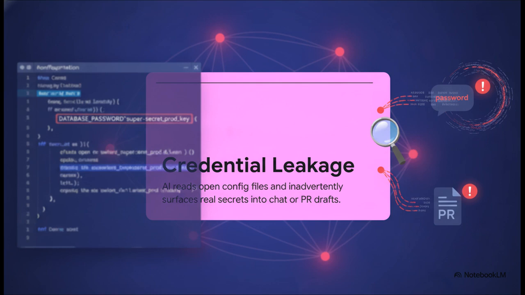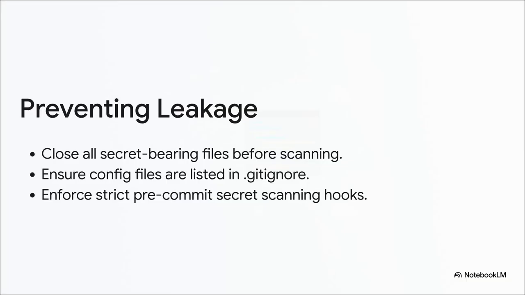Yeah, really not good. You defend against this by meticulously closing all secret-bearing files, like your .env or .pem files, before starting Copilot chat or agent sessions. Ensure all config files with credentials are listed in your .gitignore, and absolutely enforce strict pre-commit secret scanning hooks using tools like Git Secrets or GitHub Push Protection on every single branch.